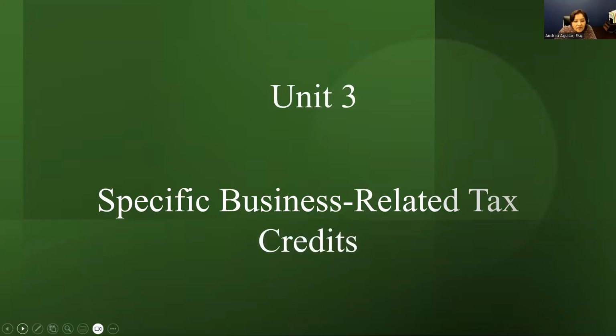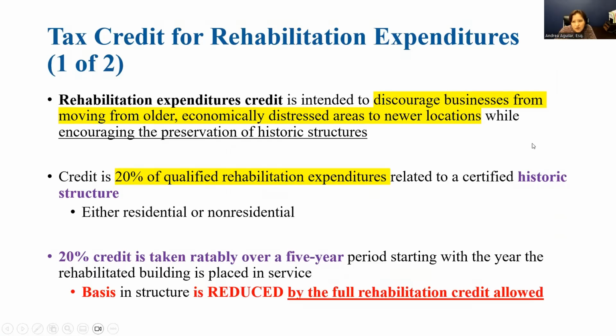So now let's start learning about these specific business-related tax credits. Now we're going to cover the tax credit for rehabilitation expenditures. This credit is provided because we want to encourage business owners to stay in the location that they are and not move to another better, newer location. We want to encourage them to spend money on repairing or preserving these historic structures.